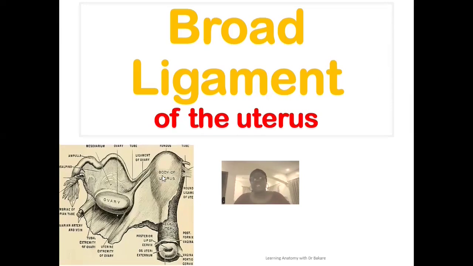If we try to use this image by the side here to describe where the broad ligament of the uterus is located, this is where we have the uterus here, colored in black. If you go more laterally here, we have the ovary. And if you go more superiorly above, we have the fallopian tube or the uterine tube. So if you look at this structure that is arrowed here in yellow, that is like a wrapper enclosing the three structures. This is what is referred to as the broad ligament of the uterus.